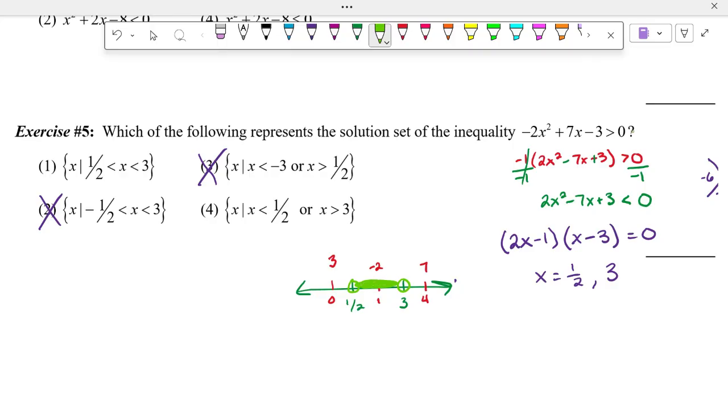Now, if we use the original, all that would happen is they would give us the same numbers, but the signs would flip. So it would still fit into this number line, regardless of which one we plugged it into. So which would be my answer, 1 or 4? Would it be between 1/2 and 3 or on opposite sides of them? Between. So is that going to be 1 or 4? 1.